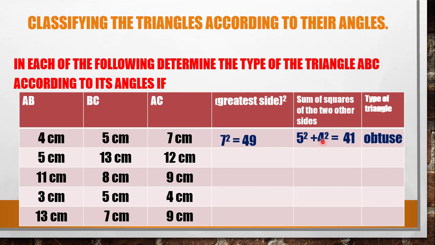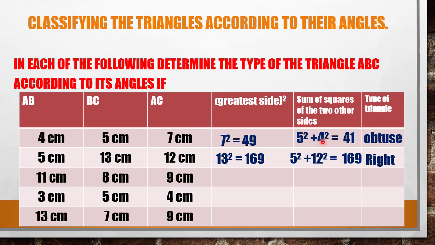By the same way, the second one, 5, 13, and 12. What is the greatest side? 13. So I'll calculate 13 power 2. 169. Then I'll calculate the summation of the squares of the other sides. It means 12 power 2 plus 5 power 2. It will be also 169. So this triangle is, yes, excellent, a right angle triangle.